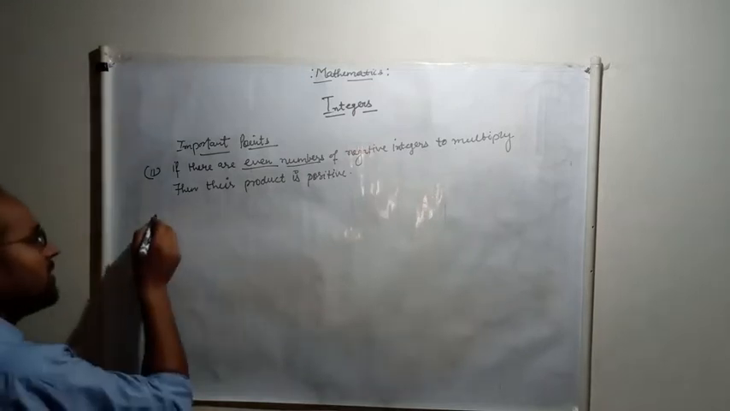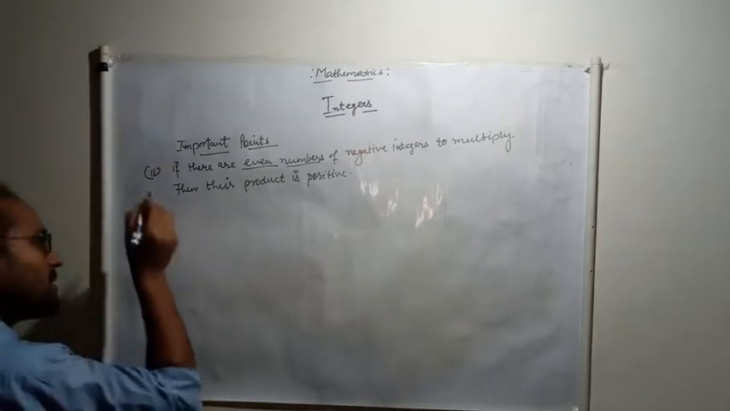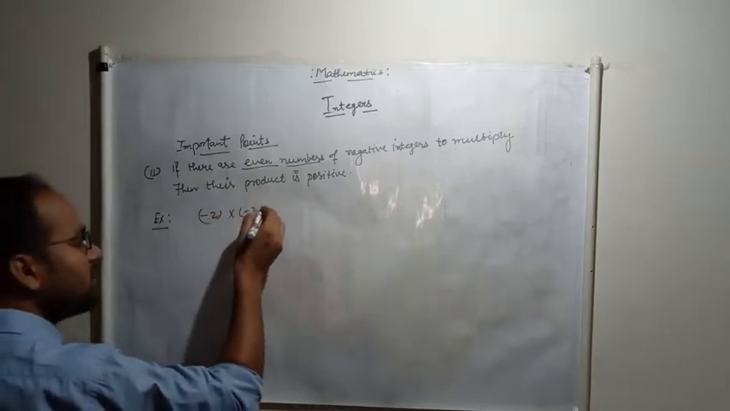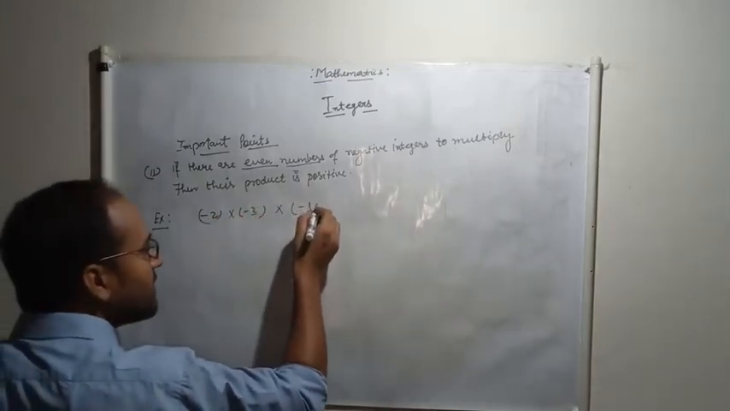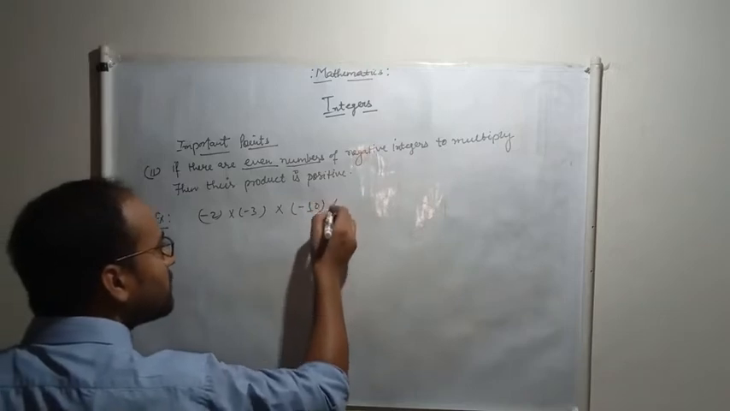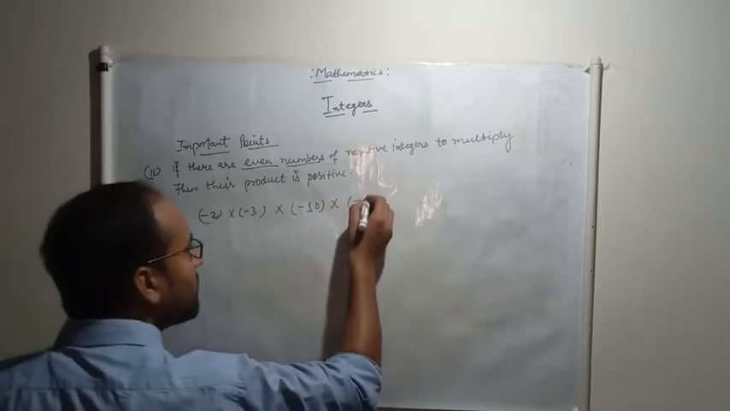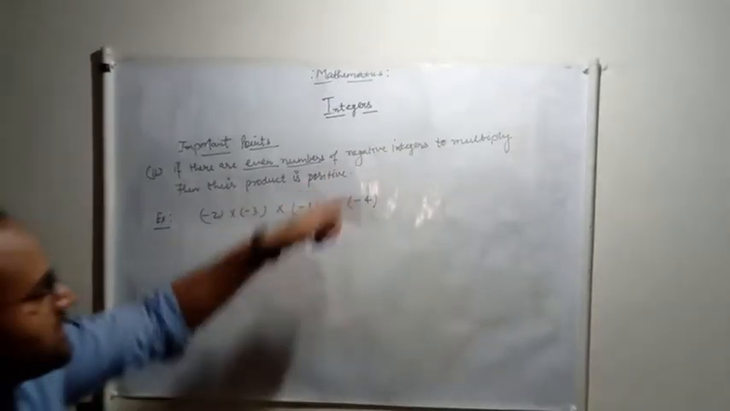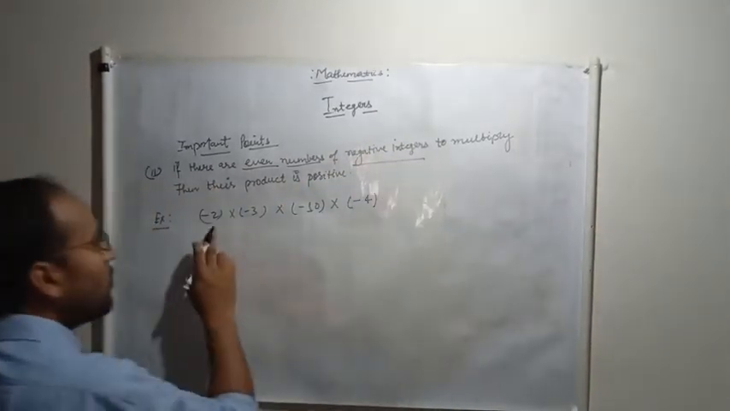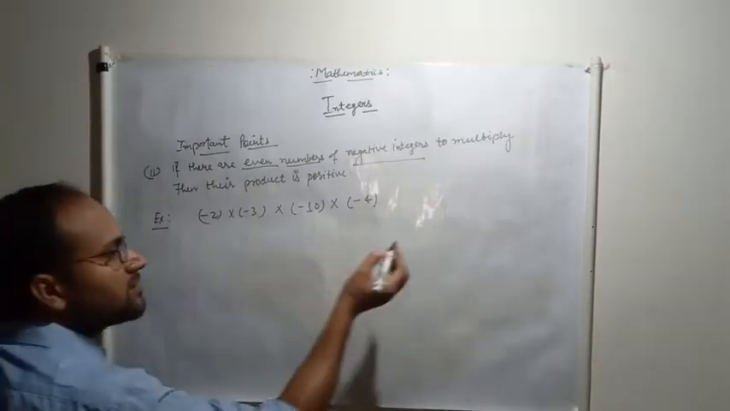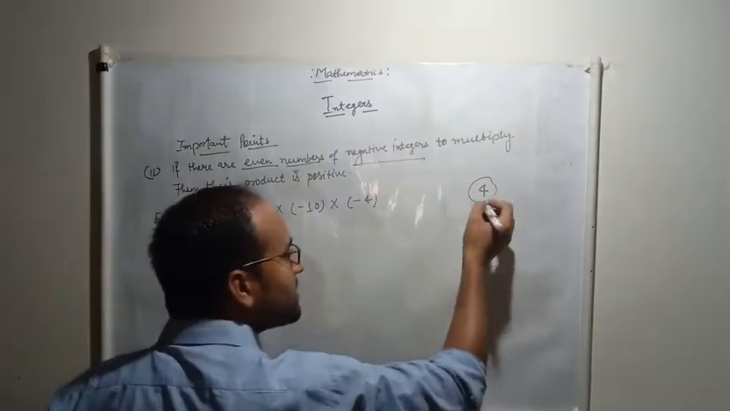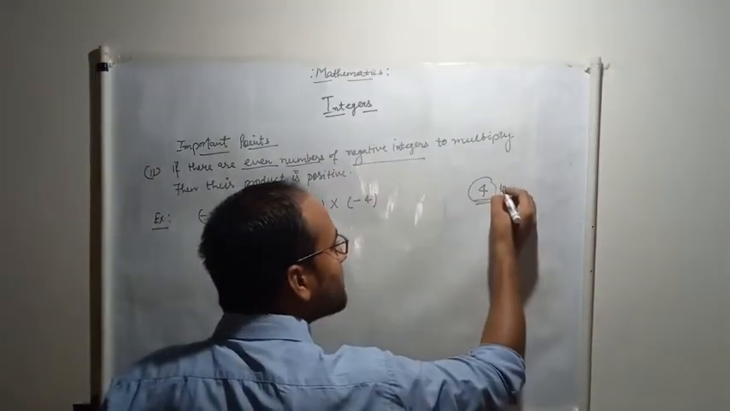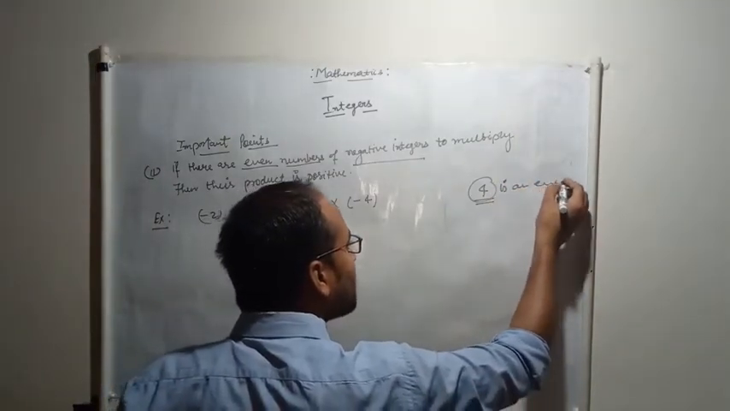So with an example, if you multiply -2 into -3 into -10 into -4. Here I have taken all negative integers: 1, 2, 3, 4. How many times does it come? That is 4. Is 4 even or odd? It is divisible by 2, so 4 is an even number.